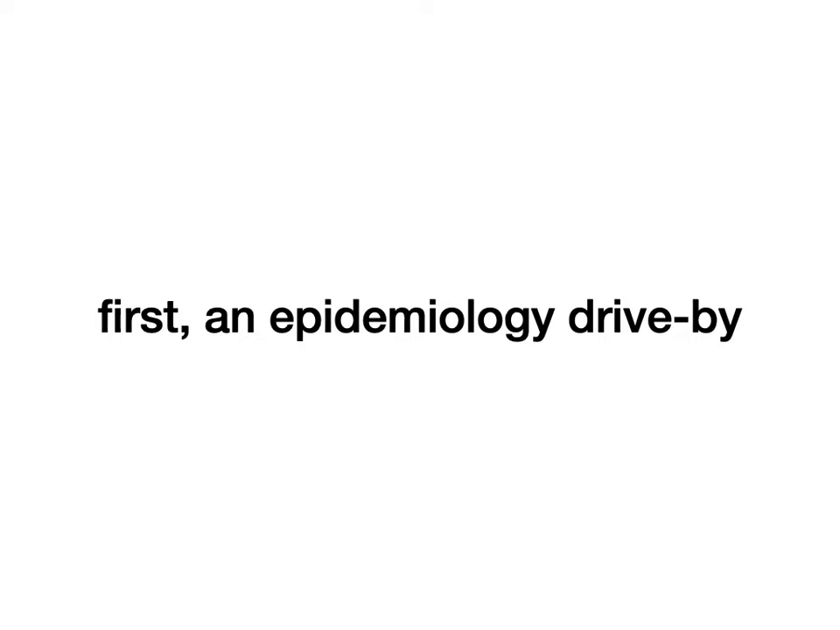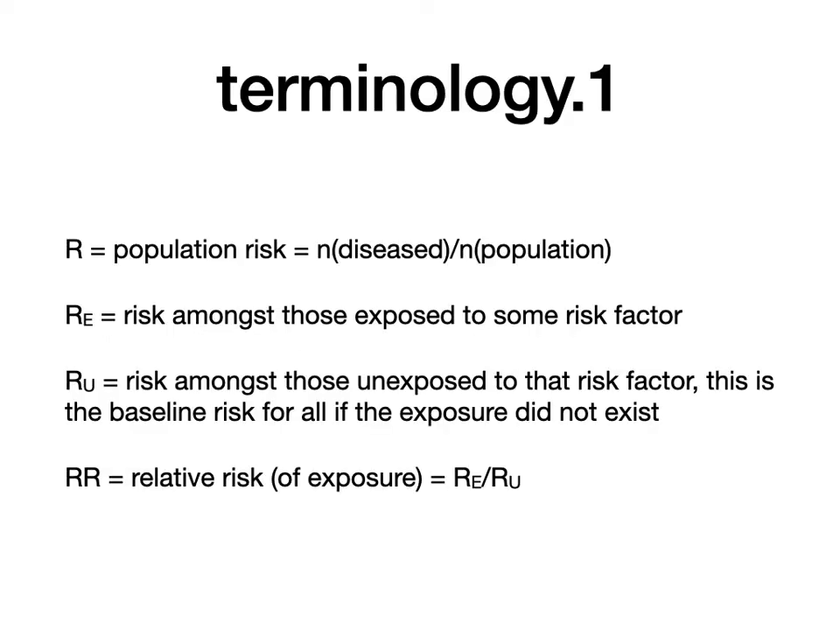So, let's turn to a little terminology. A population risk for an unfortunate outcome, like a disease, for example, would be derived in the most straightforward way: the number diseased divided by the size of the population. That is sometimes called prevalence, and it is a core number that you would want to have.